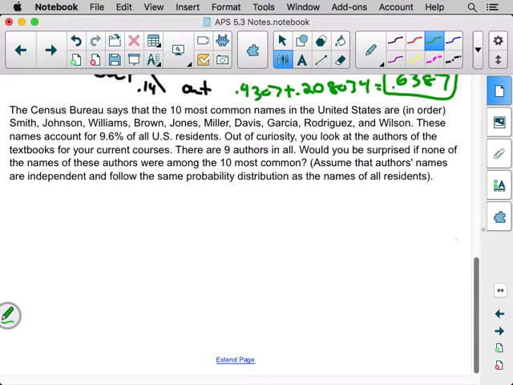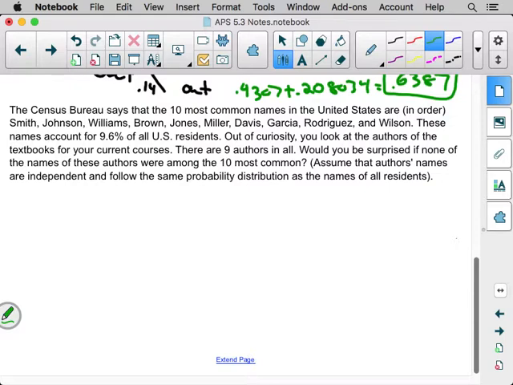The Census Bureau says that the 10 most common names in the United States are in order: Smith, Johnson, Williams, Brown, Jones, Miller, Davis, Garcia, Rodriguez, and Wilson. These names account for 9.6% of all U.S. residents. Out of curiosity, you look at the authors of the textbooks in your current courses. There's 9 authors in all. Would you be surprised if none of the names of these authors were among the 10 most common? Assume authors' names are independent and follow the same probability distribution as names of all residents.